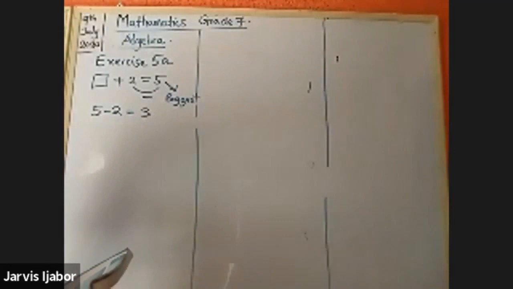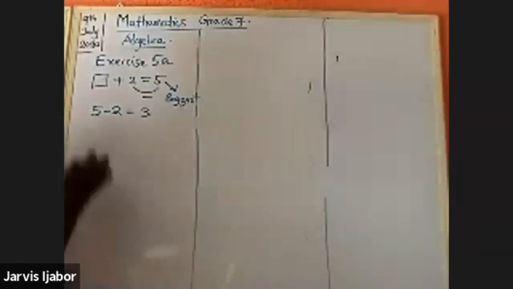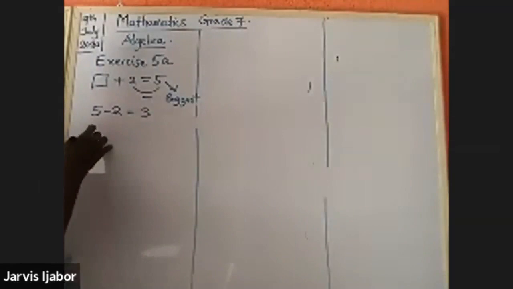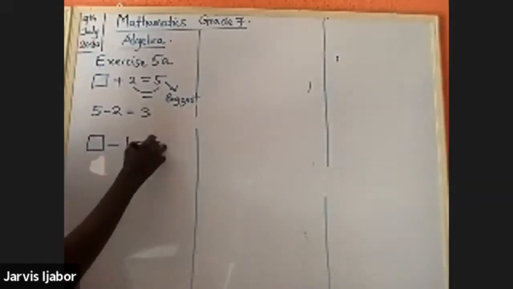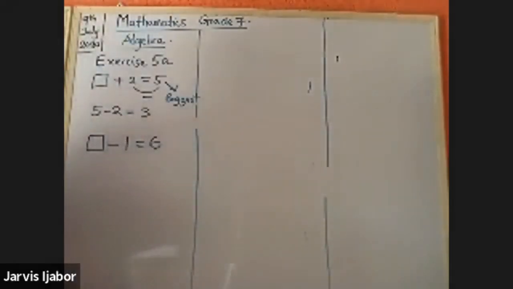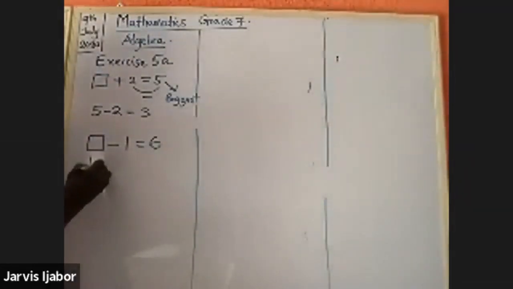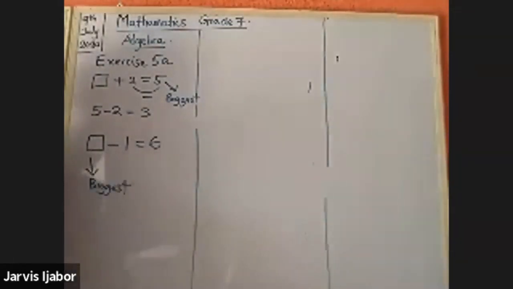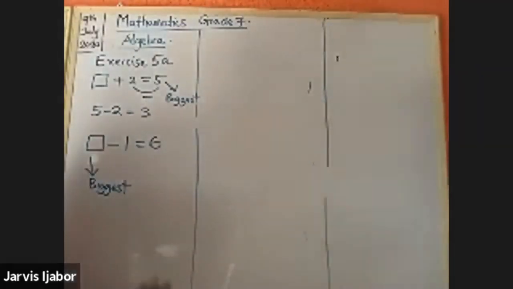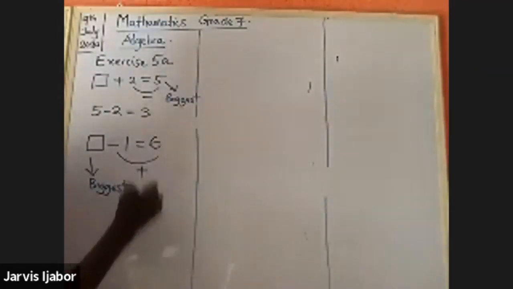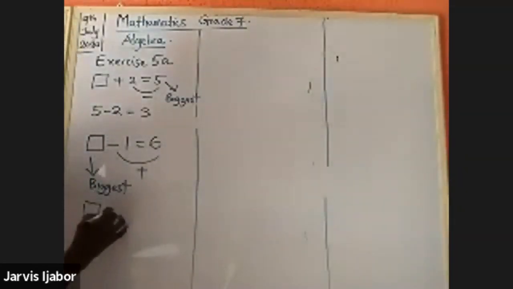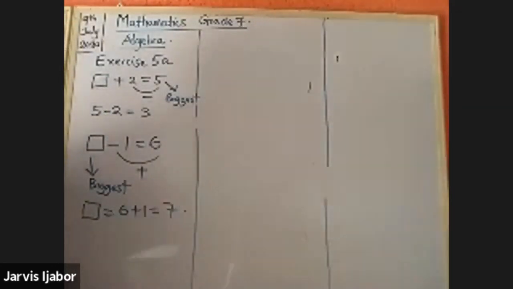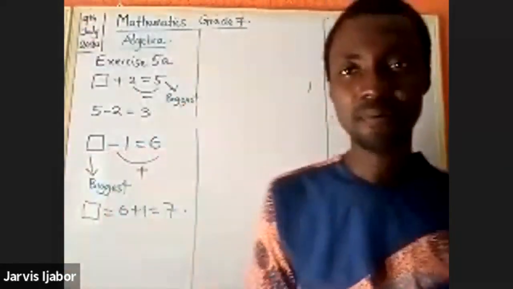That's question 31. Let's look at 32. Box minus 1 is equal to 6. When you subtract a number, the number from which you are subtracting is the biggest. So essentially you are adding. So the box will be equal to 6 plus 1, and that will be 7. Does that make sense to us now?